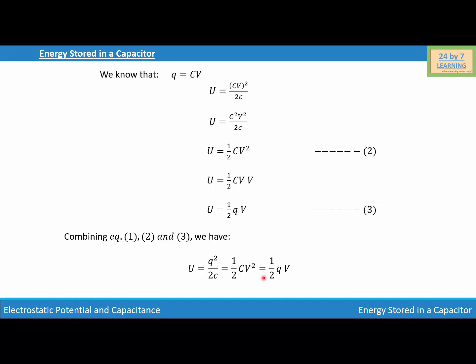And this is how we find the energy stored in a capacitor.